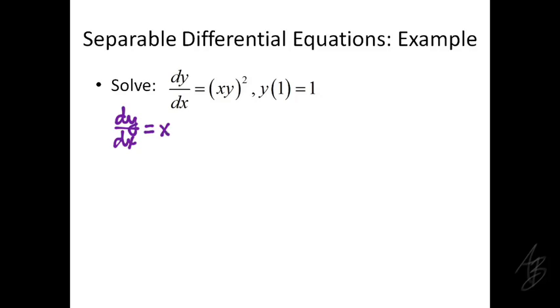So we'll start here by separating variables, and to do that we'll have to distribute, in a sense, the square, and so we get 1 over y squared dy equals x squared dx, and then for the purposes of integrating, we're going to go ahead and rewrite this 1 over y squared as y to the negative 2, and at this point we can just integrate both sides.